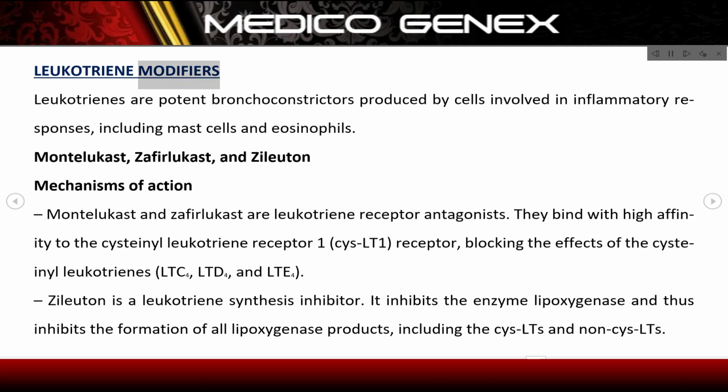Leukotriene modifiers. Leukotrienes are potent bronchoconstrictors produced by cells involved in inflammatory responses, including mast cells and eosinophils.